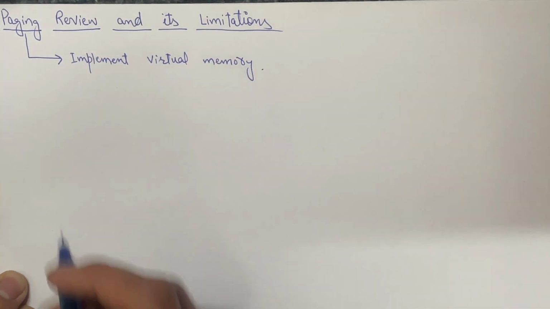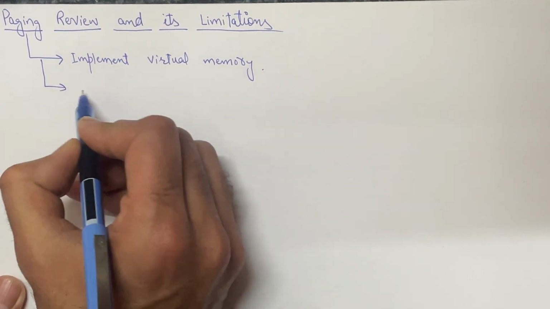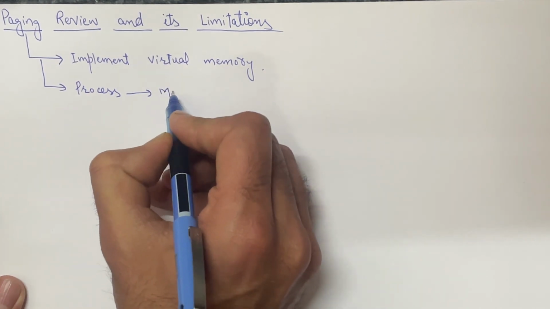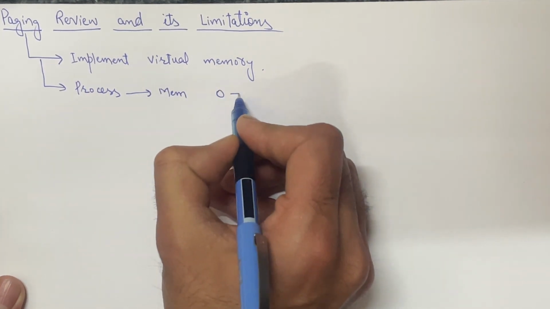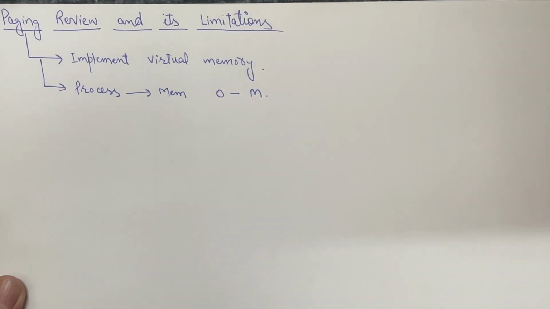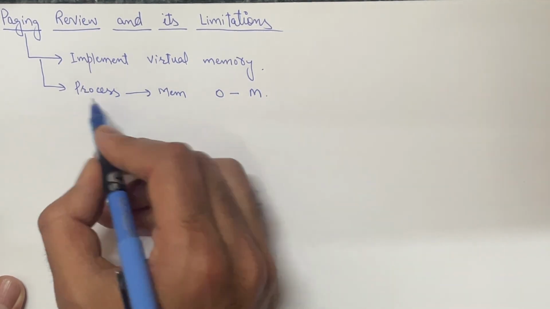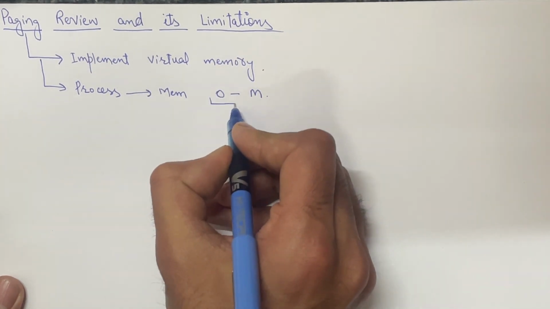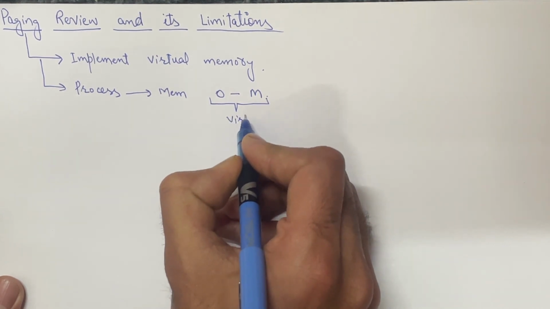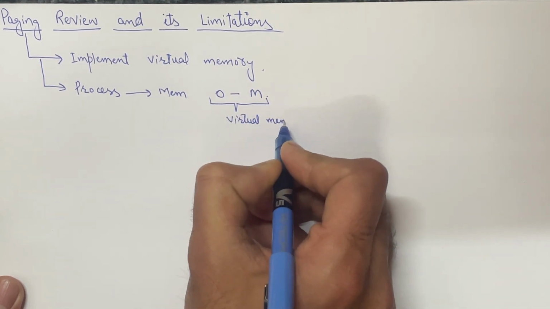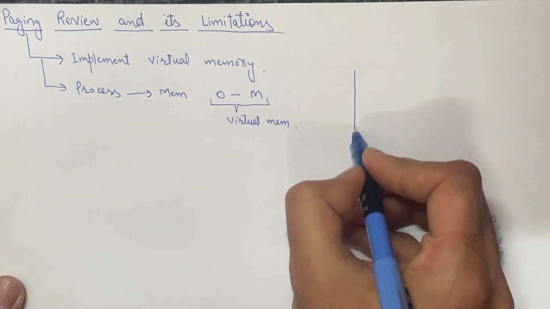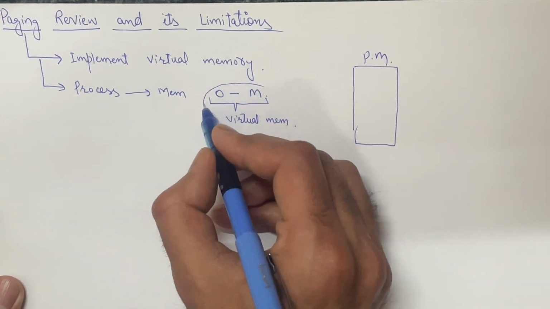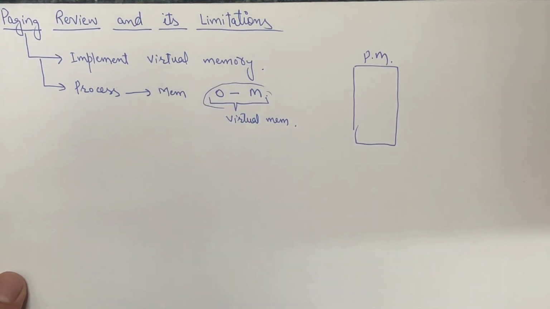Okay, so what is done in paging? For every process, it assumes that it has a memory that ranges from 0 to some space M. Okay, so every process assumes that it has a memory from 0 to M, and this memory that it is assuming is this virtual memory. But we already know that we have a single physical memory, and we need to map this virtual memory of a process into its physical memory.